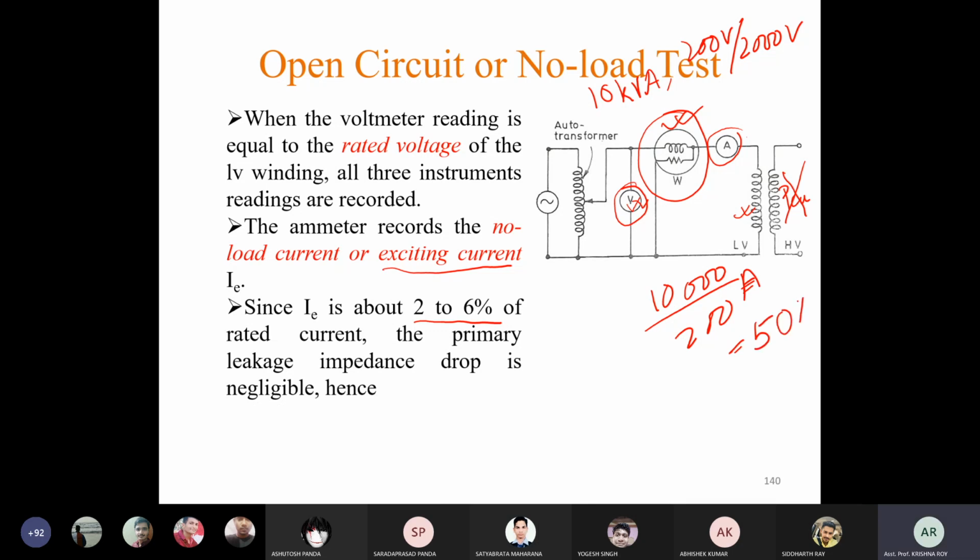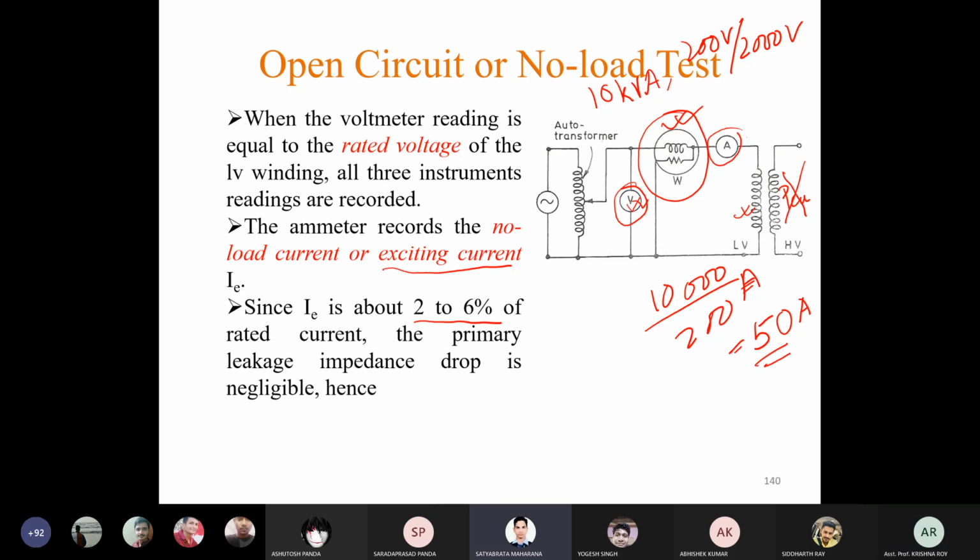50 ampere, right? Yes, sir. What is the value of 2% of this current? 1 ampere. 2% is 1 ampere, right? Yes, sir.